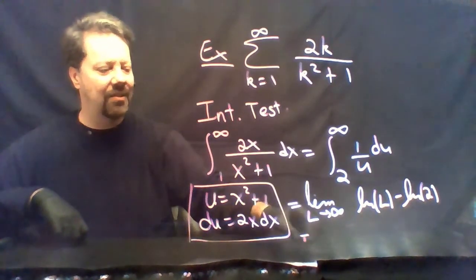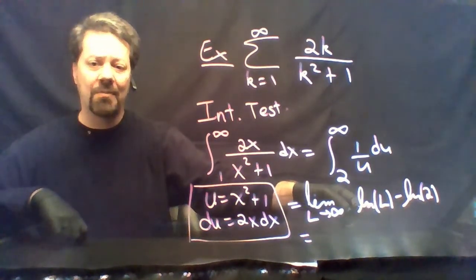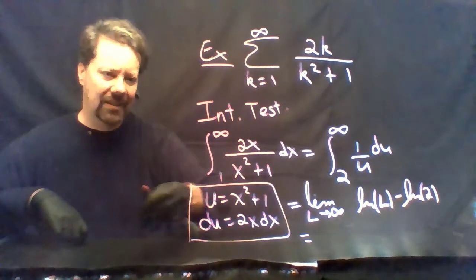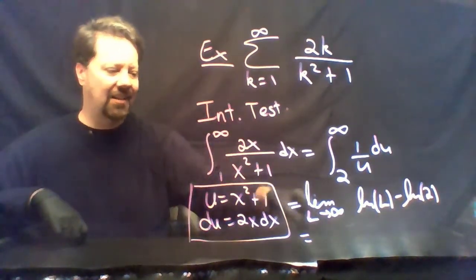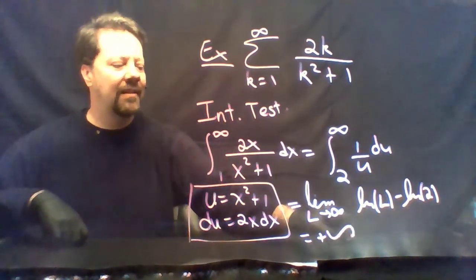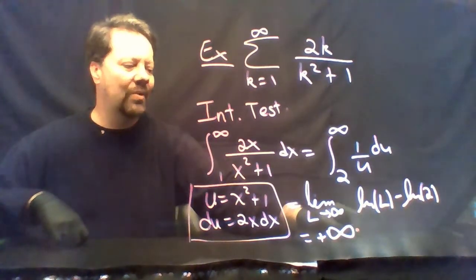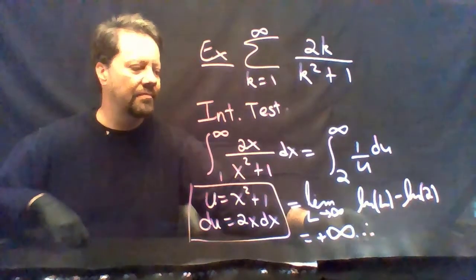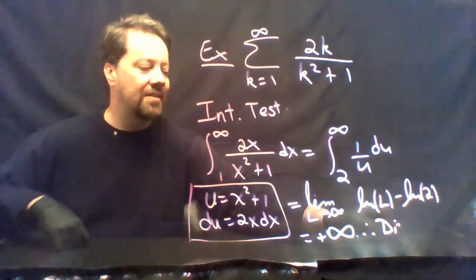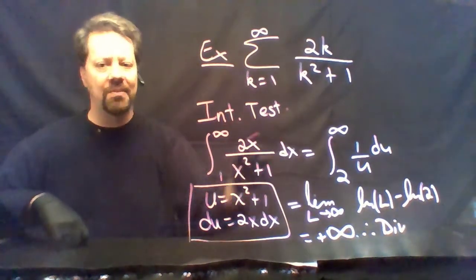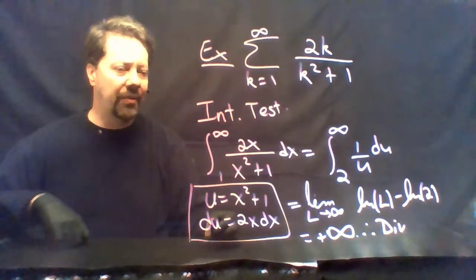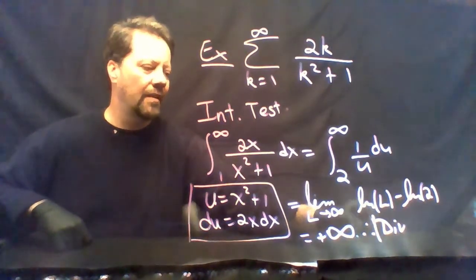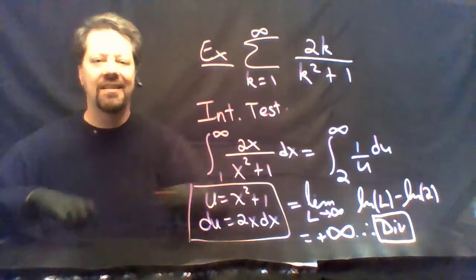What does this all go to? We just saw a moment ago, the natural log tends to infinity as L goes to infinity. That says that the whole thing diverges to plus infinity. That means by the integral test, since both converge or both diverge, the original series diverges.